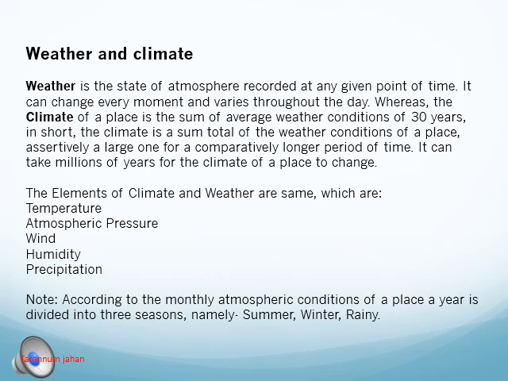But the elements of the climate and the weather are the same. The elements due to which weather and climate change are the same: temperature, which goes up and down every time, atmospheric pressure, wind, humidity and precipitation. All these elements are the same for the climate and the weather, but there is a difference between the climate and the weather.